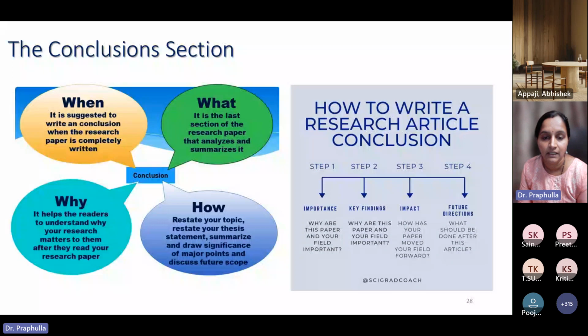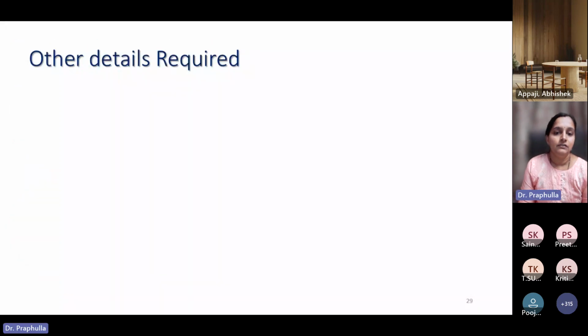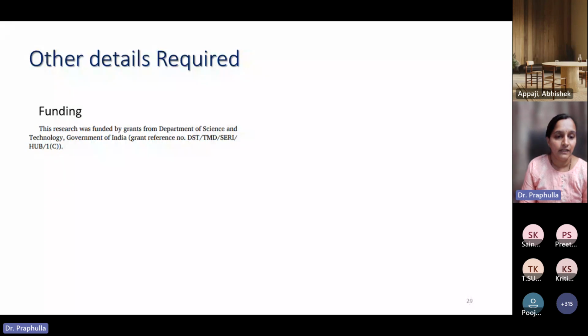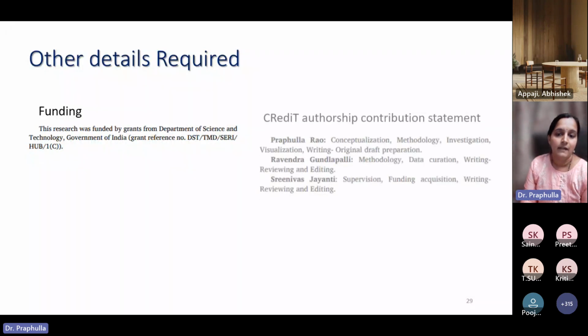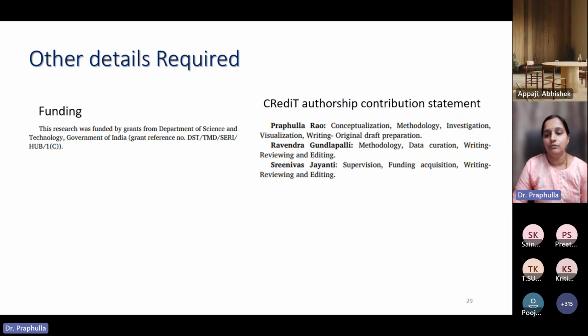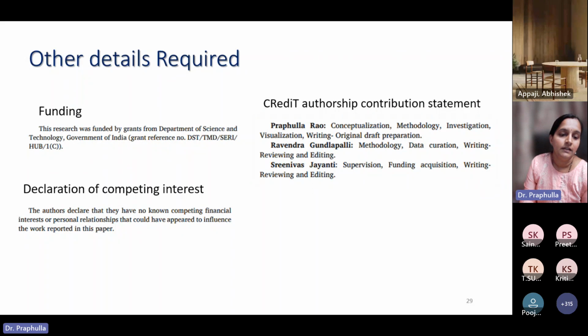So again, it's the same thing in the other part. Other details required: if you have taken funding from some agency, you have to show that. Then the credit authorship contribution statement: who did what, which author did what kind of work, that you have to state here. And the declaration of competing interest. Detailing will be taken by others. If you have any competing interest, we have to state it. Mostly we will say no, like the author declares that they don't have competing financial interest.